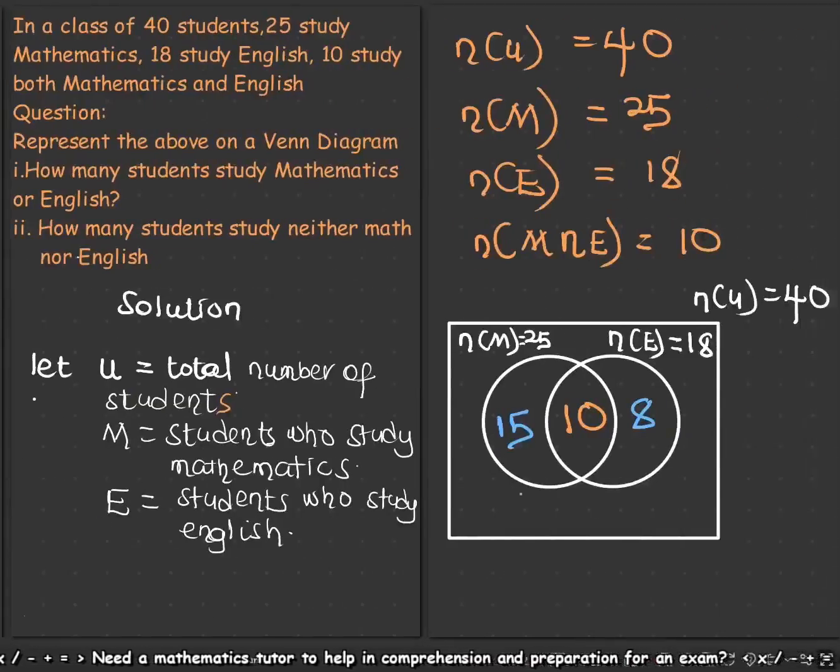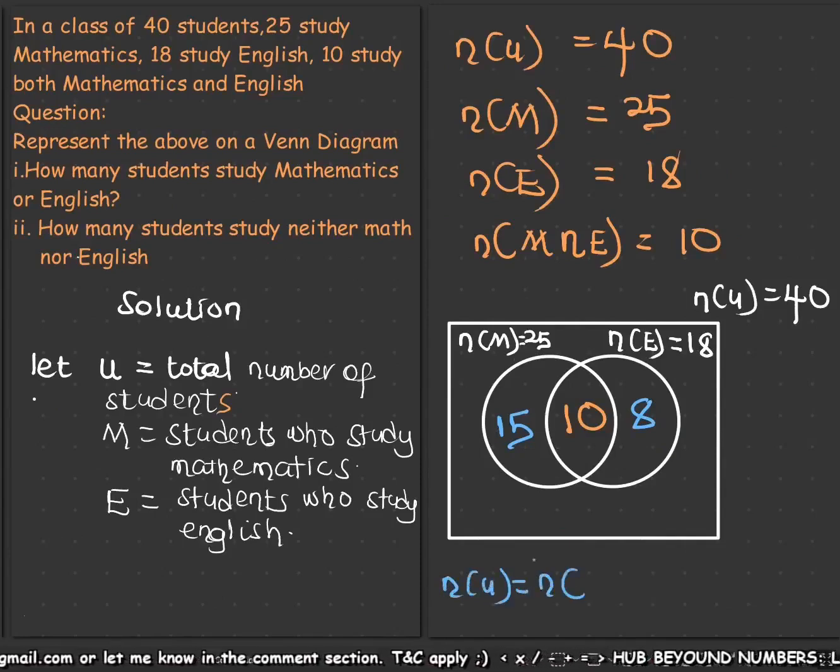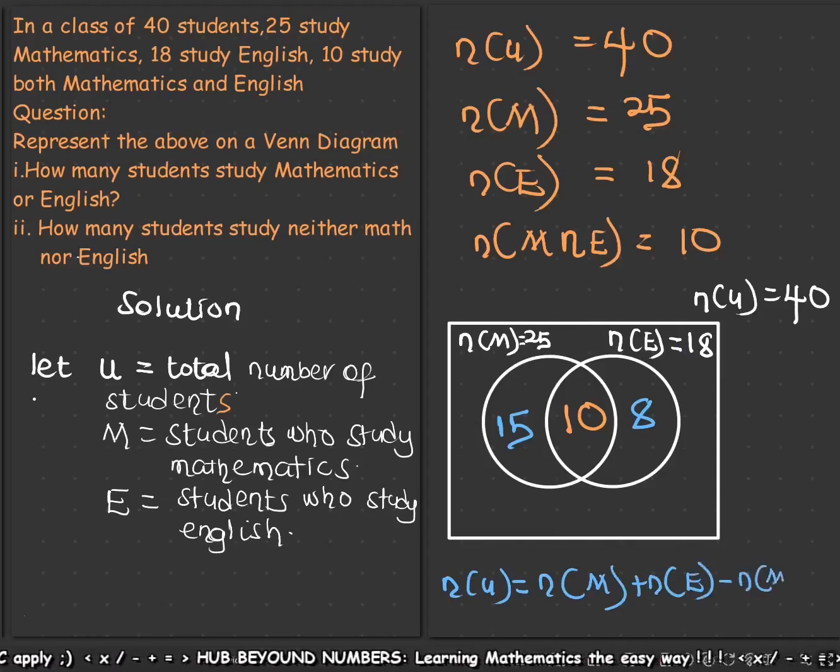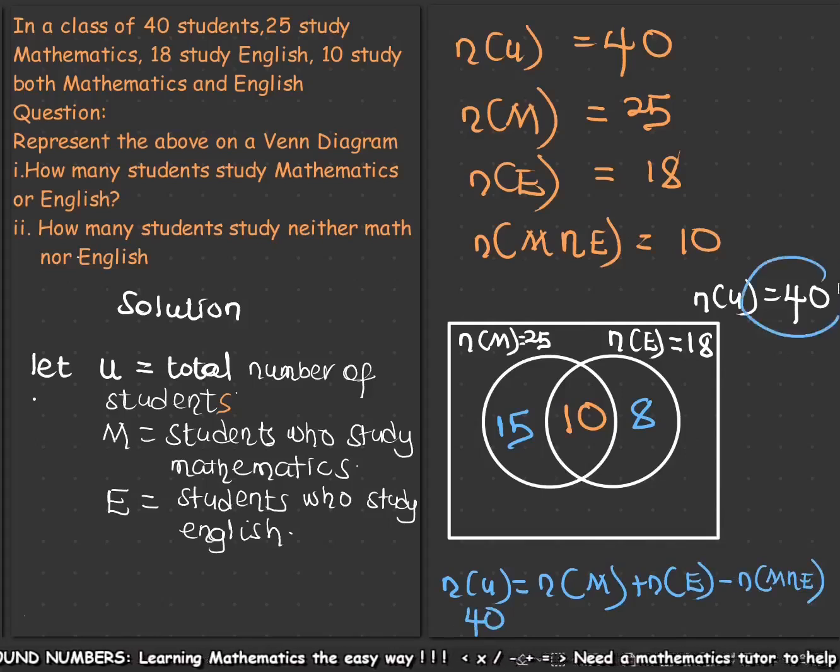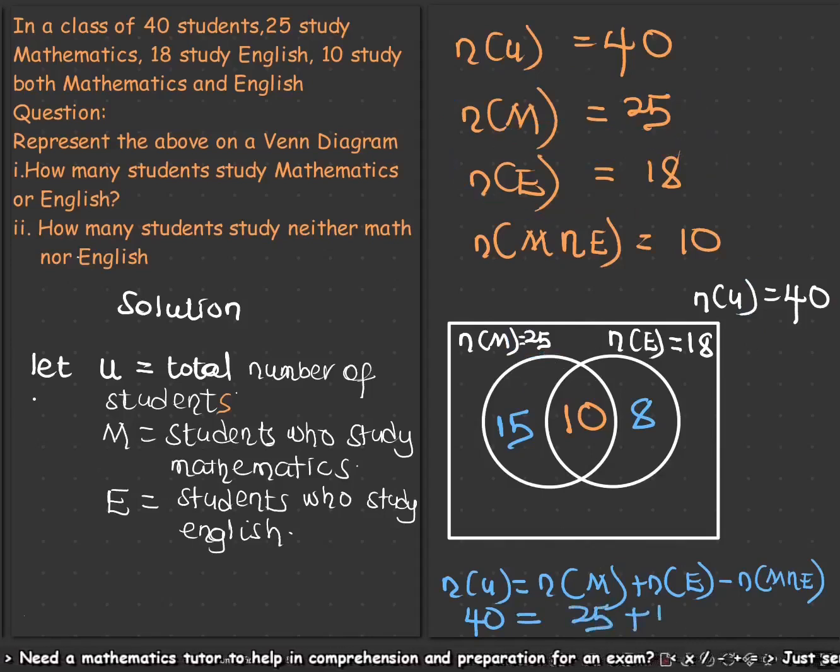So let's come here. And we said the formula is what? In this case, since it is M and E we have, we are going to say the formula is the universal set is equal to the number of students who offer mathematics plus the number of students who study English, then minus their intersection, that is M intersection E. So if you look at it carefully, we are going to say that 40, which represents this over here, is equal to the mathematics, that was 25 from our parameters here, so 25 plus E, which is 18, then minus the intersection, which is 10.